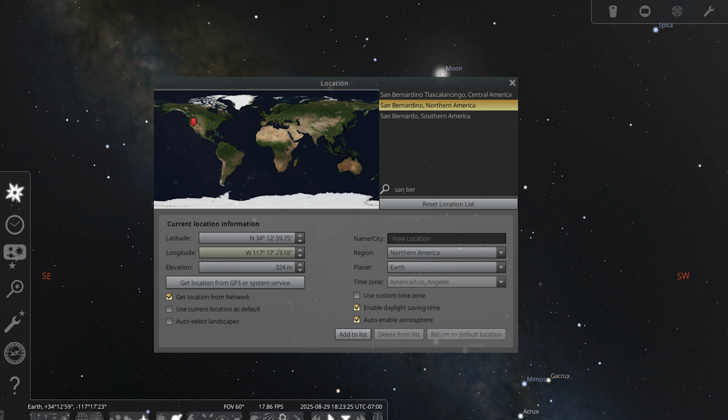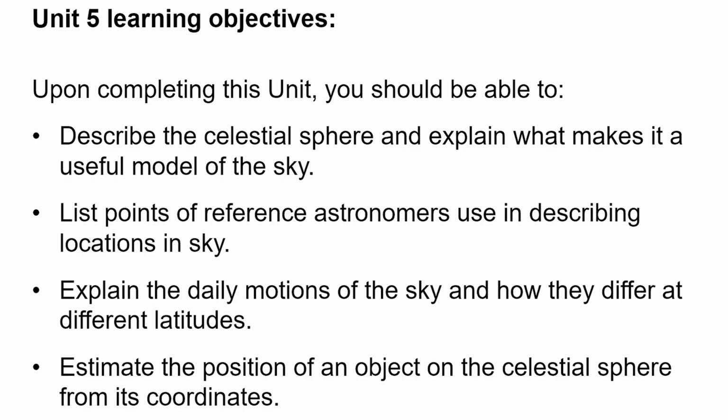Okay, let me minimize this and let's go back into the slideshow. So these are the objectives of this unit. We're going to be learning to describe the celestial sphere. On the way out, on the cabinets, you'll find something labeled celestial sphere. That's what we're talking about. Once I get a key to it, hopefully you guys can see it. It's just a representation of the sky.